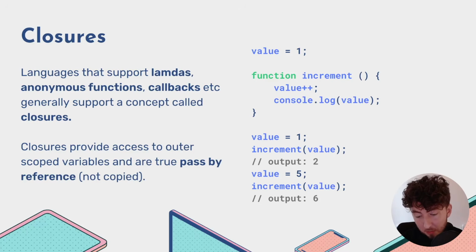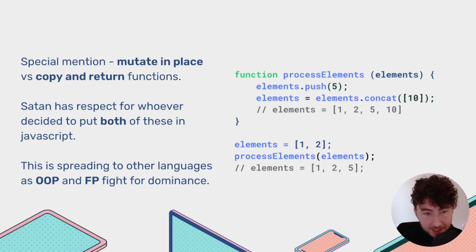You have pass by value, passing references by value, as in copying the pointer, and then you have closures where you actually have really the same source of truth. And it's worth mentioning, as an aside here, there is a special place in hell for the person who decided that JavaScript should have a mixture of mutate in place and copy and return style functions.